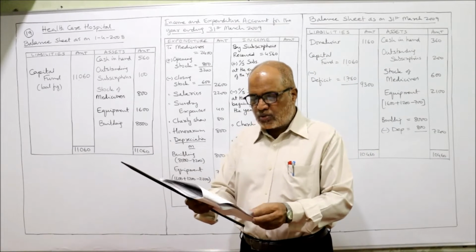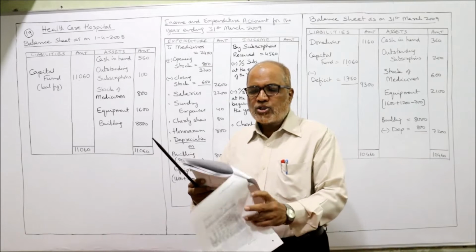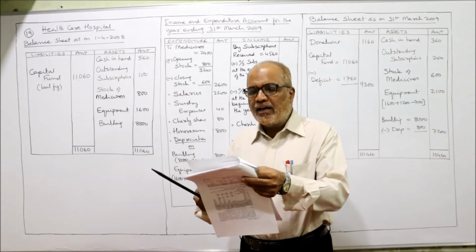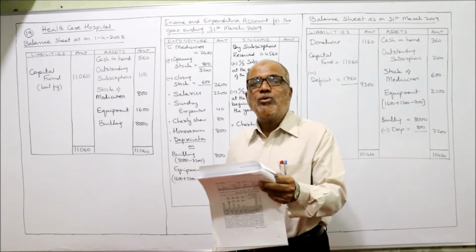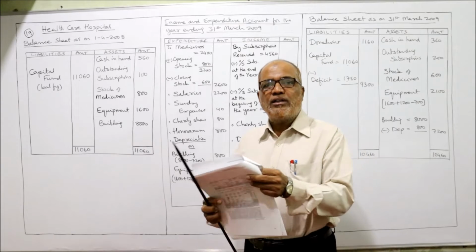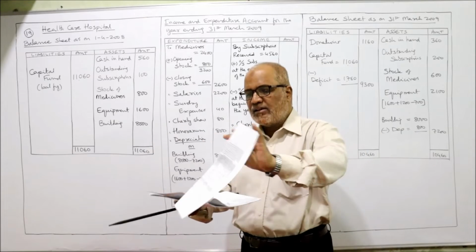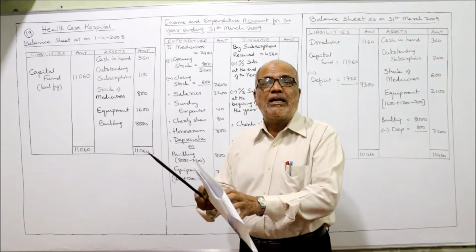Next page you see value of equipment. Actually, equipment value at the beginning of the year is 1600 and at the end of the year is 2100. And how much equipment was purchased during the year? On the payment side it is given. On the payment side, equipment purchased 1200.